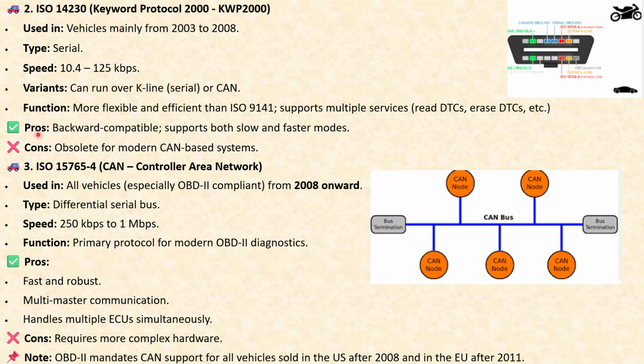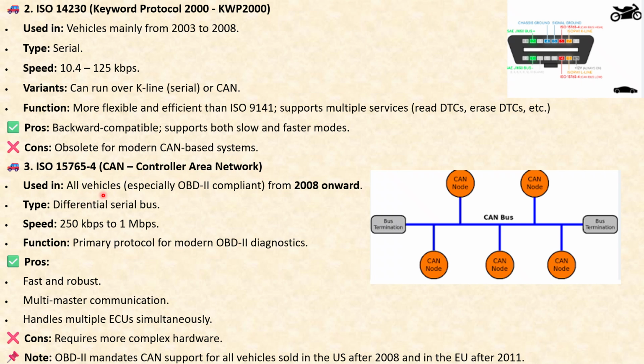The biggest pro is that it is backward compatible and supports both slow and faster modes. So it is compatible from ECU to scanner and also from scanner to ECU. The biggest disadvantage is that it is obsolete for modern CAN-based systems. And next, when it comes to improvement, it is ISO 15765-4, also called CAN, Controller Area Network.